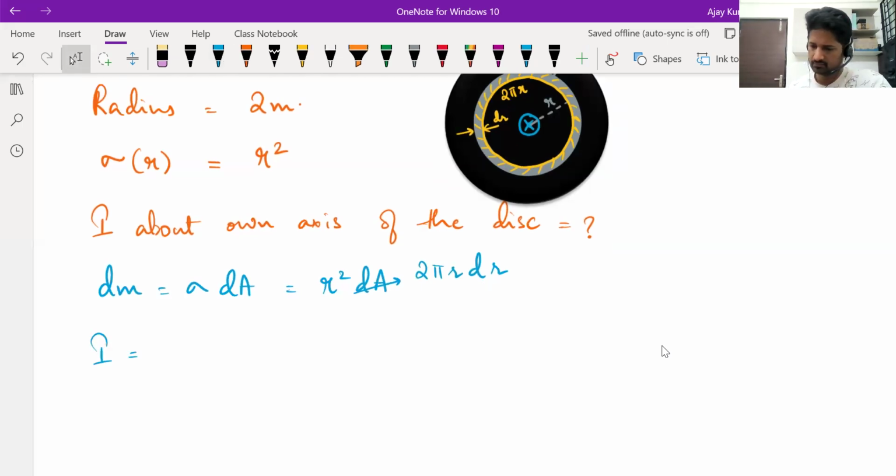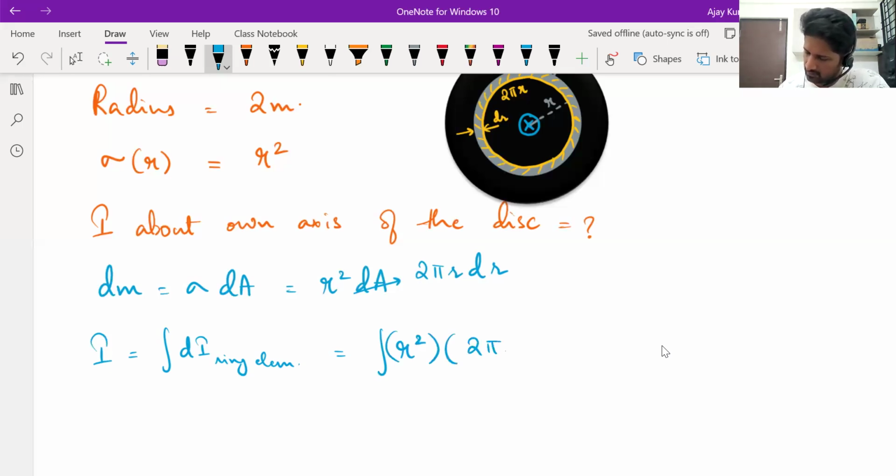After that, sir, I used the formula to integrate it. Okay, fine. Now see, the mass dm that we have taken is in the shape of a ring, and the ring's axis is same as the disk's axis. So I becomes integral moment of inertia of the ring element. How do you write moment of inertia of a ring? Its mass multiplied with the square of its radius. So its radius square is r square, and its mass dm was 2 pi r cube dr. Substitute that here. That's all.